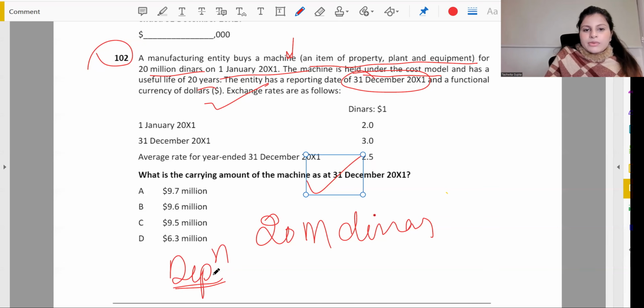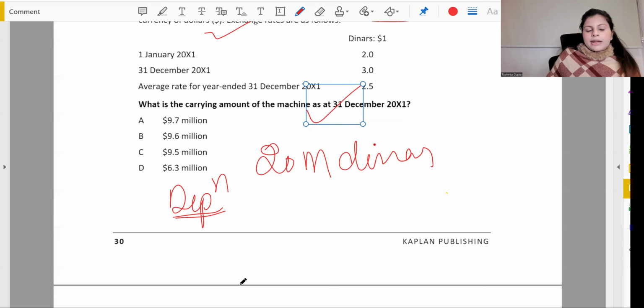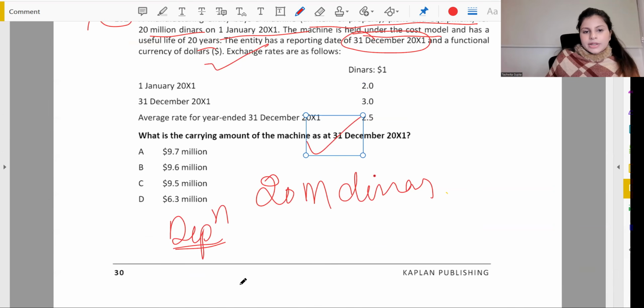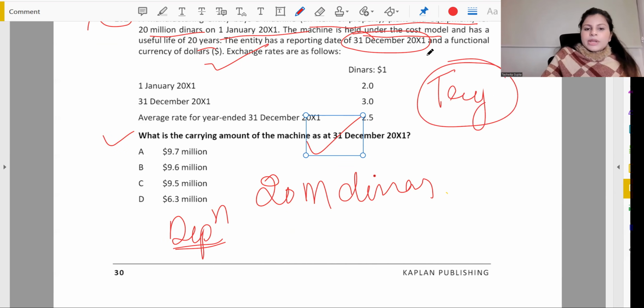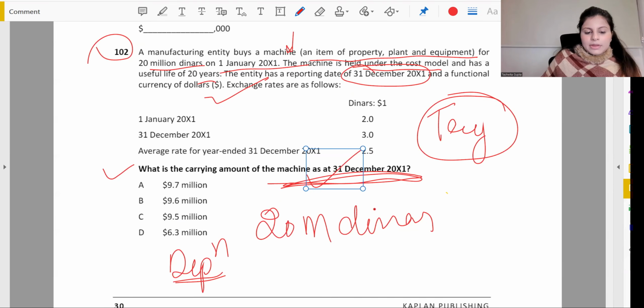So then they have given you the closing value. You will calculate in dinars and then you will convert it, retranslate it. So they're asking you in dollars the amount. So I want you to try it. Come on. I've given you the direction. They're asking you the carrying amount at 31st December in dollars. Try this question. Quick. I give you next 2 minutes. Try this question.